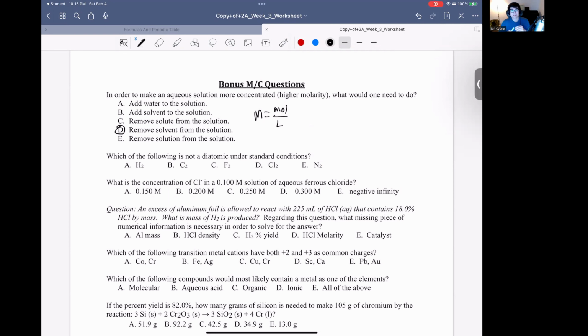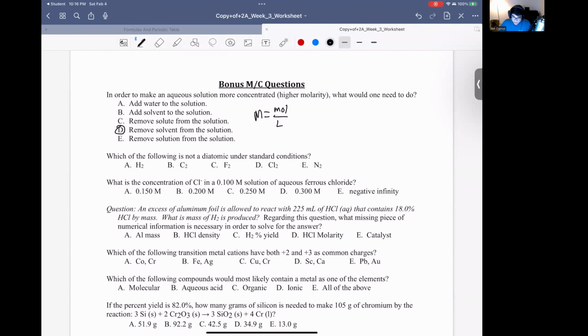Or you remove some of the solvent in the solution to make it more concentrated, right? It's like evaporating water. If you have salt, if you've ever done it, you have salt water, you sprinkle in a bunch of salt, evaporate some water, it gets more concentrated, right? You'll start seeing salt precipitate out at a certain point.